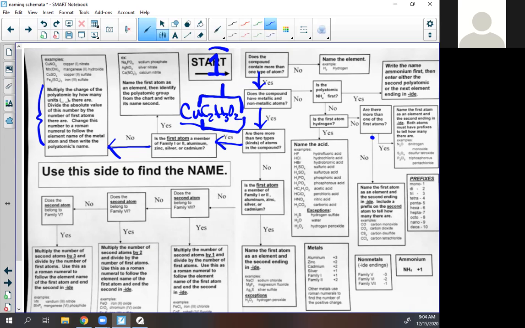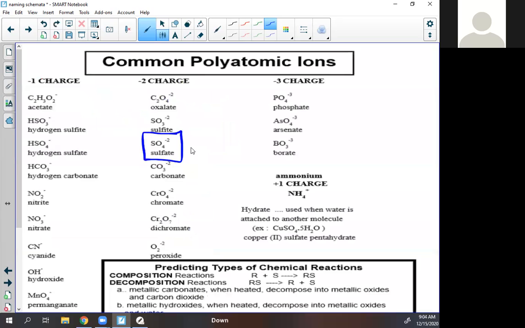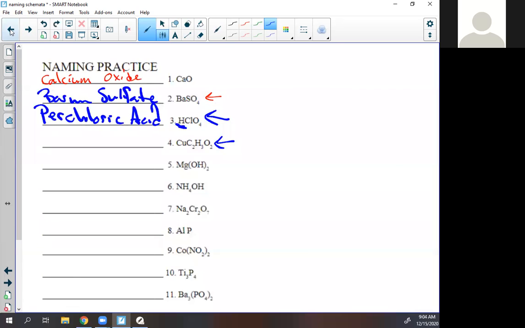So I'm going to put it right here. I'm going to put times 1. And I know timesing 1 is dumb, but trust me. So the next thing I need to do is find the charge of the polyatomic ion. So acetate is a -1.